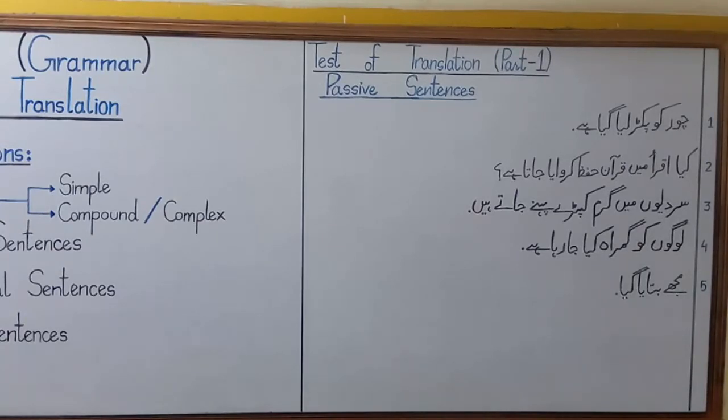Students, you people may have observed that in any one of these 5 sentences, I am not using the agent, which means by plus object of the passive voice. So you people have to translate these sentences without the agent.